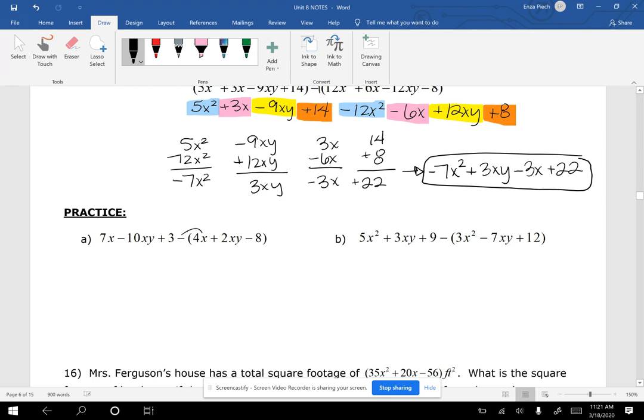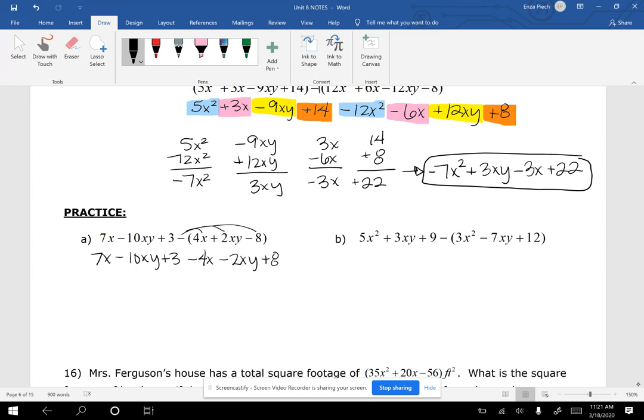I'm going to distribute this to everything inside. So I end up with 7x minus 10xy plus 3. That stays the same. Then I have minus 4x minus 2xy plus 8, because a negative times a negative is a positive. So I'm going to combine all my like terms.